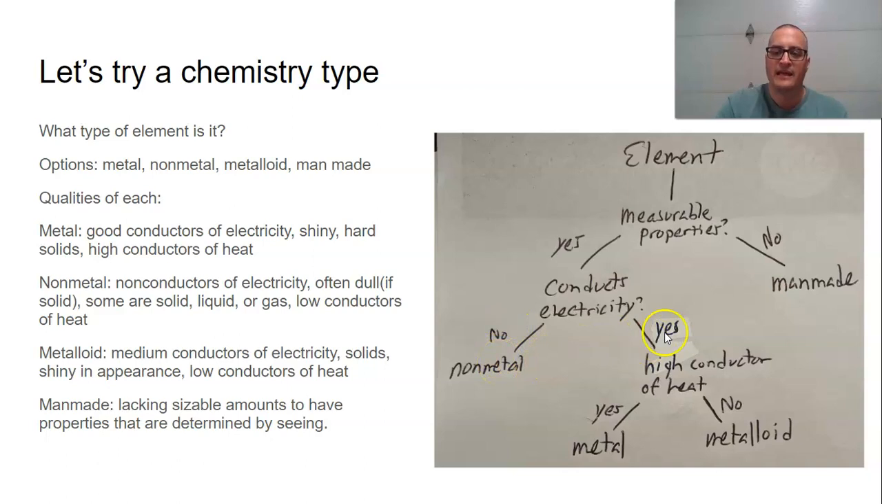Okay. If it's yes, it's a high conductor of heat. If that was true, then it'd be a metal. Metalloids tend to be medium in conductivity of heat. This is just an example, though, that it doesn't have to be super complex. It just needs to have our three parts. What's our main question, our answers, and our criteria we're trying to measure in order to get there.